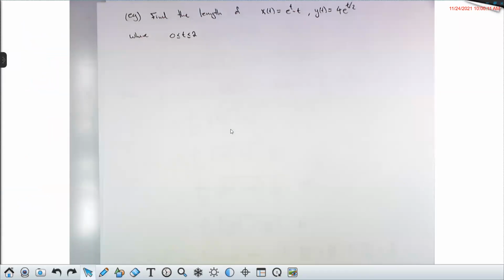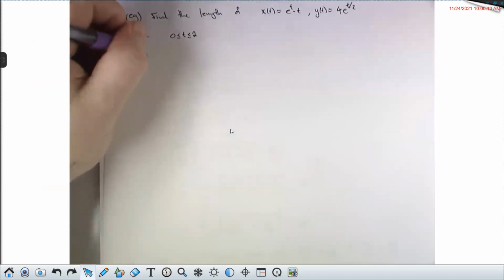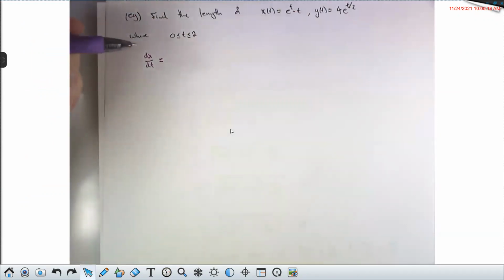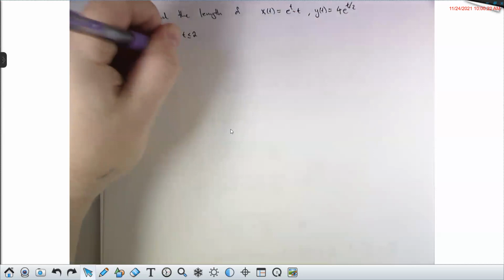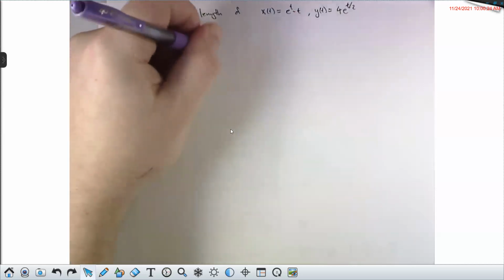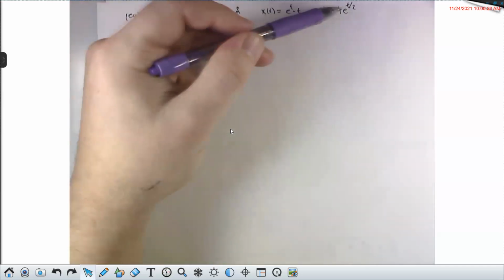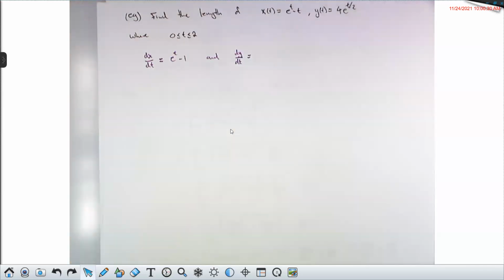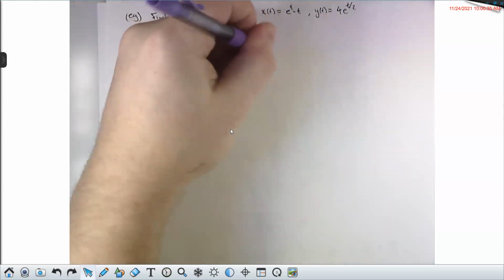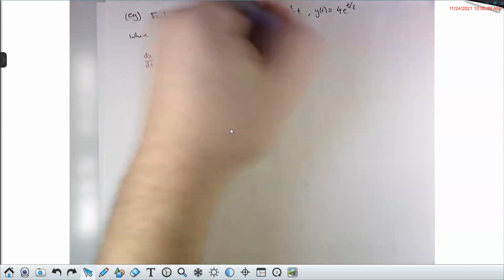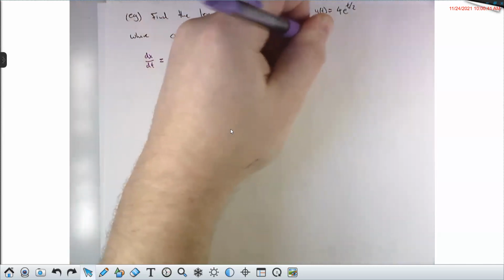So what do we need? We need dx/dt, the derivative of the x function. That's e to the t minus 1. And dy/dt, which is the derivative of the y function. This requires the chain rule. That's 4 times e to the t over 2 times 1/2, or 2e to the t over 2.